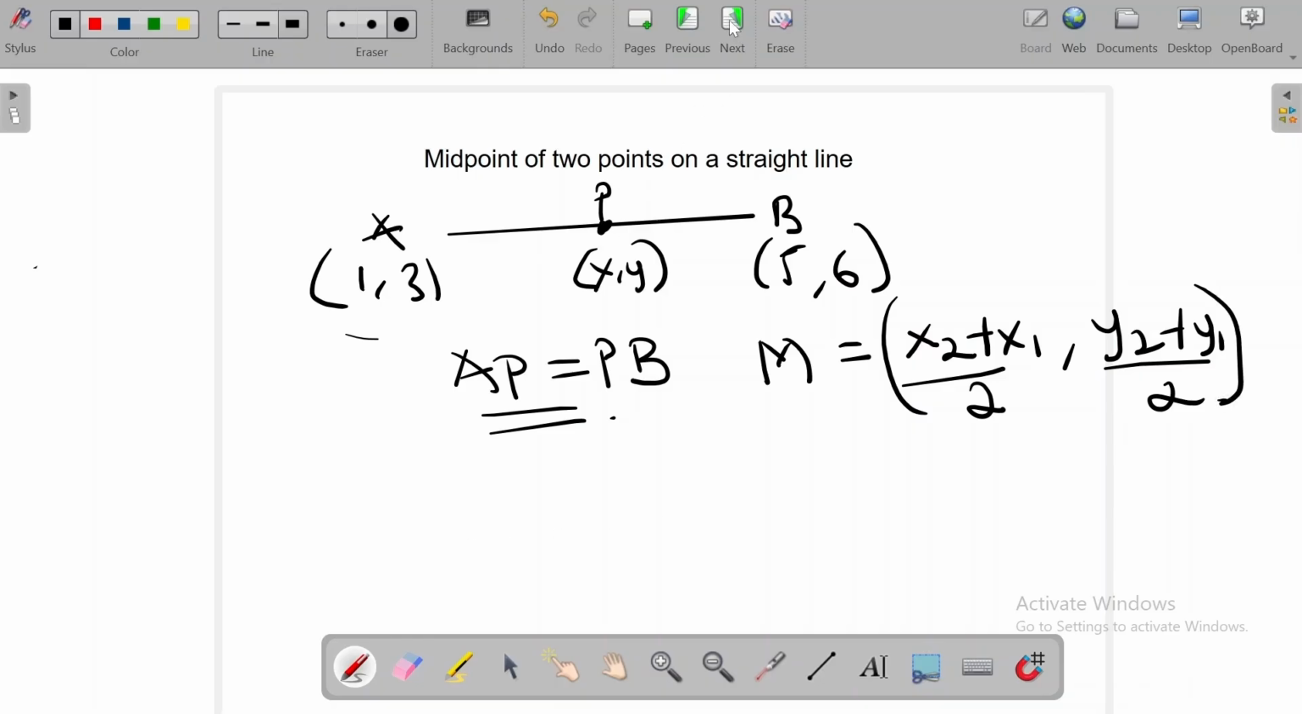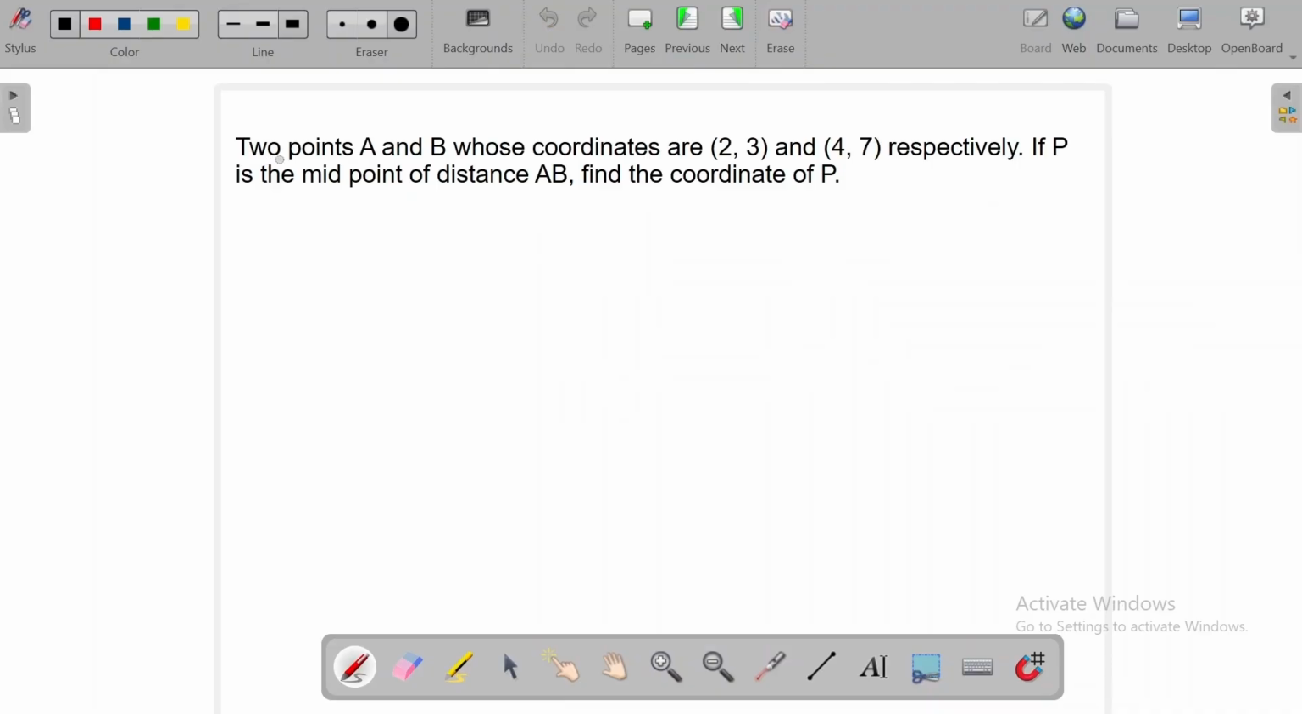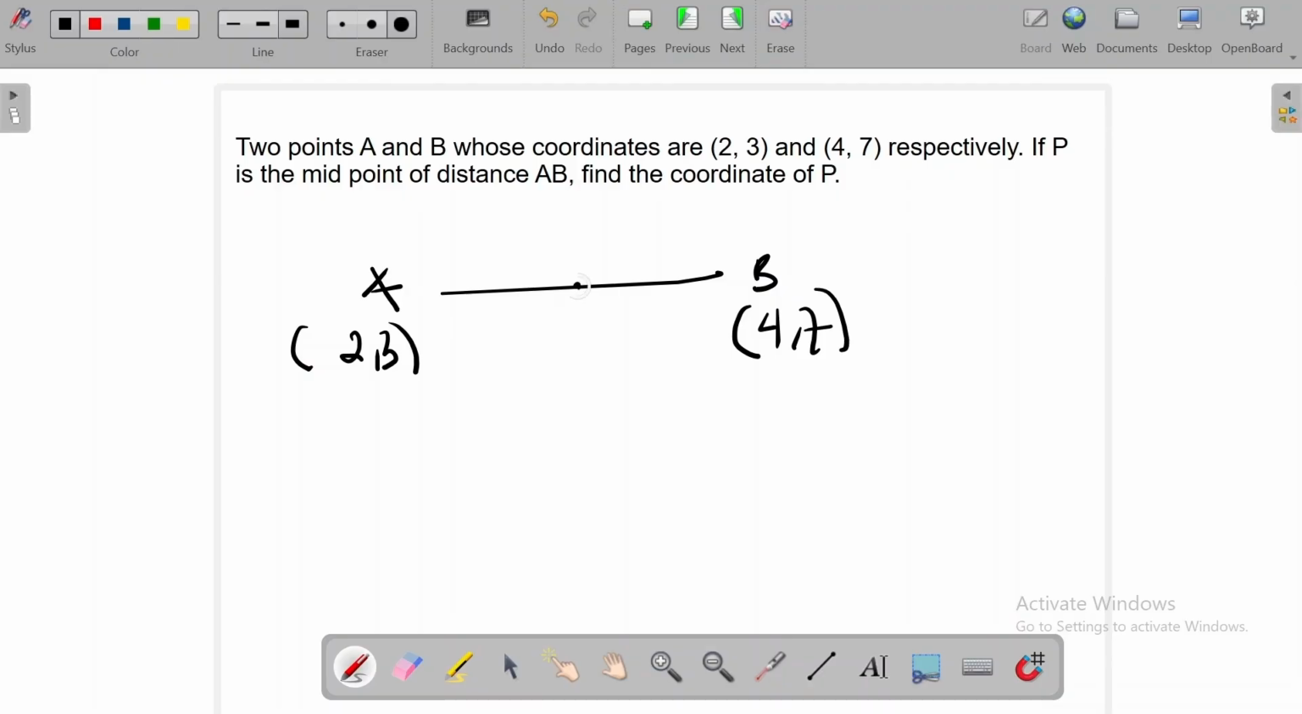So let's look at an example to make us understand it better. 2 points A and B, whose coordinates are 2, 3 and 4, 7 respectively. If P is the midpoint of distance AB, find the coordinate of P. I would simply say point A, point B. Point A has the coordinates 2, 3. Point B has a coordinate 4, 7. They want me to find the midpoint and they call it a P. So what is going to be my X and what is going to be my Y?